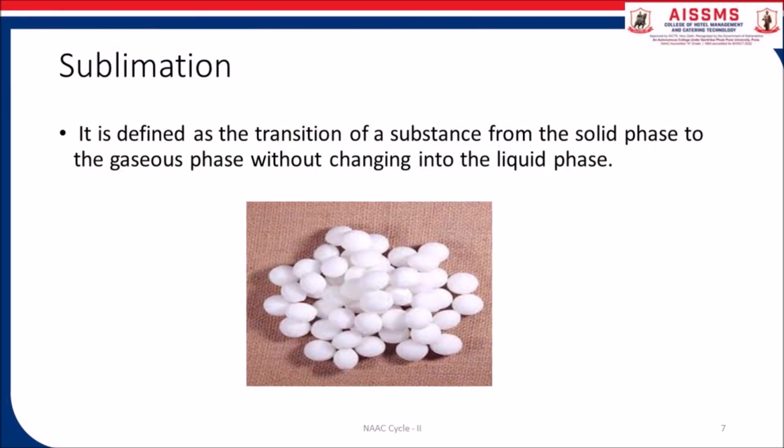sublimation. We can define sublimation as the transition of a substance from the solid phase to the gaseous phase without changing into the liquid phase. If solids possess sufficient vapor pressure at a particular temperature, then they can directly sublime into the air. A very well-known example of sublimation is naphthalene, an organic compound. Naphthalene is usually found in pesticides such as mothballs.